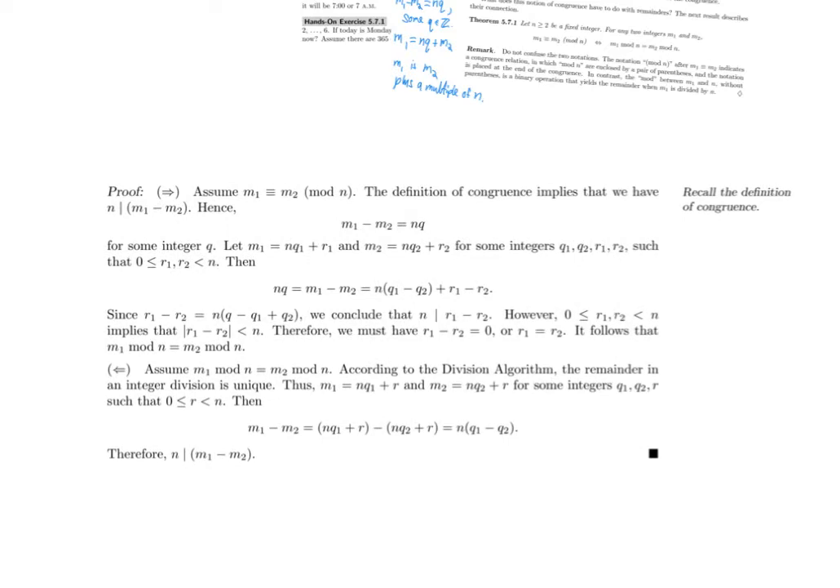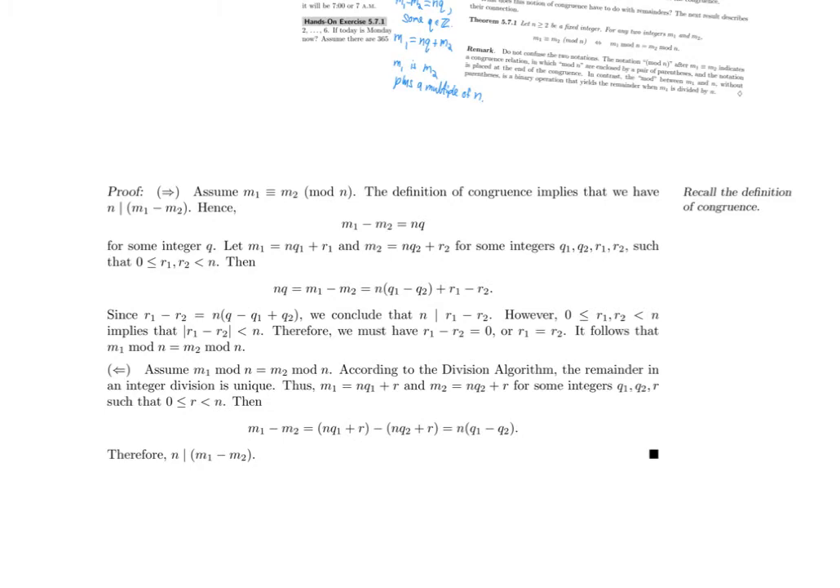So we are assuming M1 is congruent to M2 mod n. And what we just said that means is n divides M1 minus M2. And as I wrote up here, I could rewrite that as M1 minus M2 is equal to nQ, again, for some integer Q. If I apply the division algorithm to M1 and M2, I'm going to get remainders of R1 and R2, let's call them. And we know that both R1 and R2 are between 0 and n.